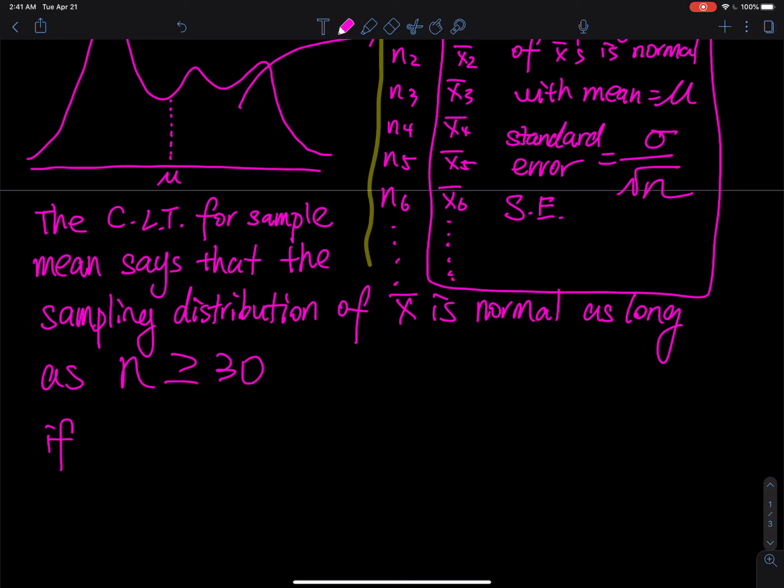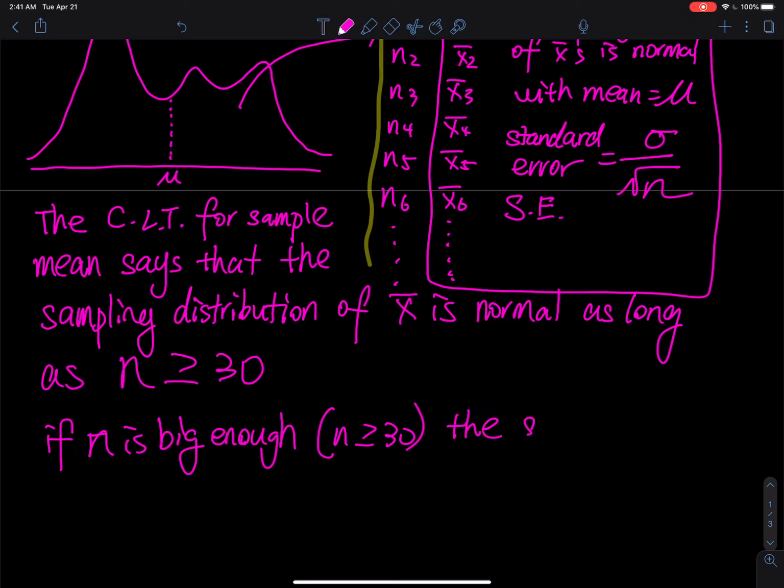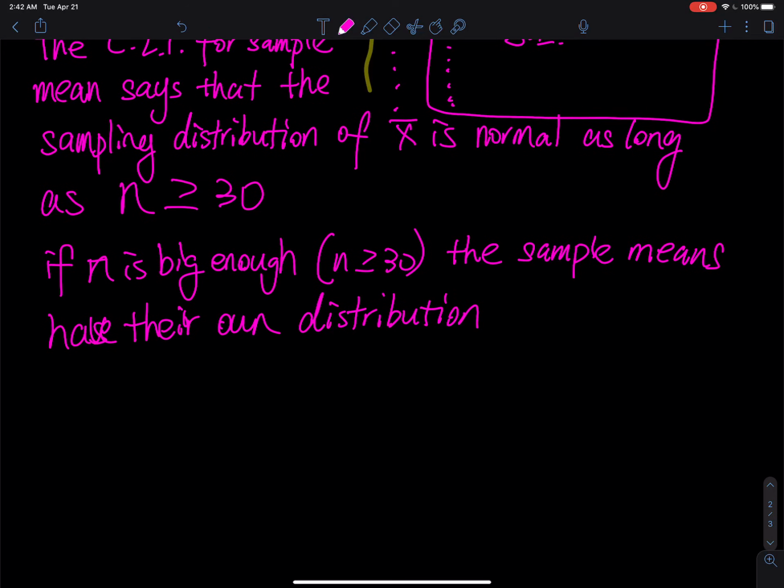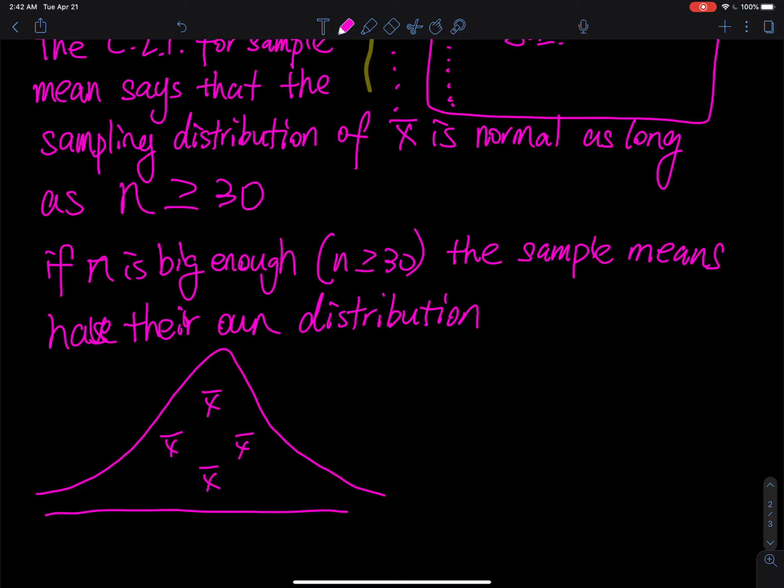Another way to say this is, let me go back to pink. If n is big enough, so let's say n greater than or equal to 30, at least 30, the sample means have their own normal distribution. You have a bunch of x bar, right? So if you grab all those x bar and then build a histogram, the histogram will look like this. So you have a bunch of x bars in here. The histogram will look like that.